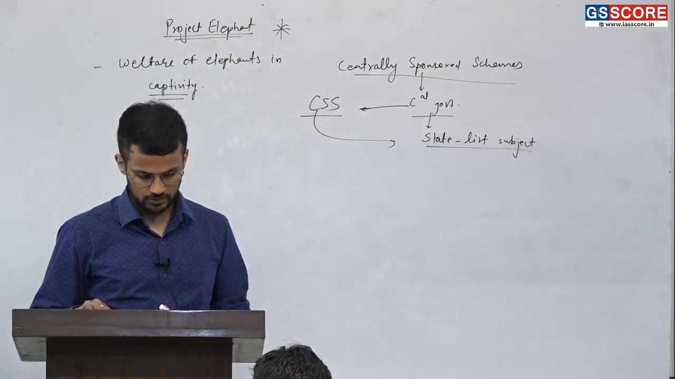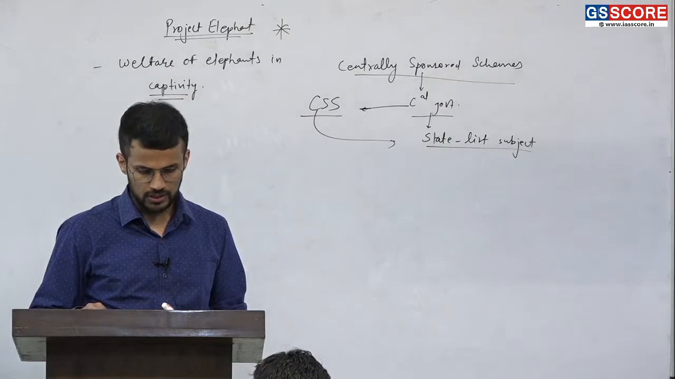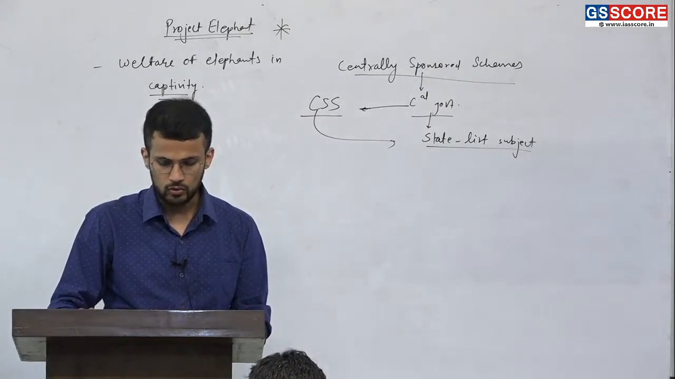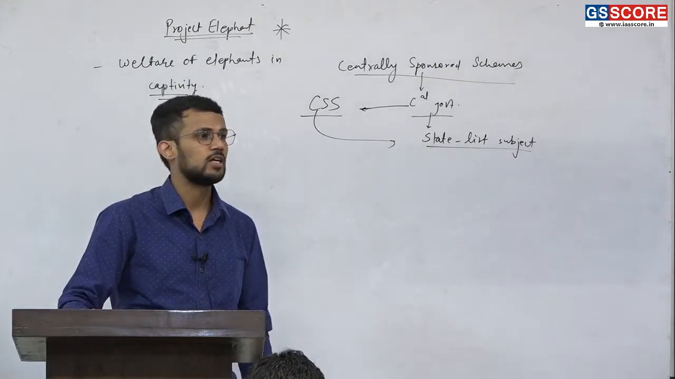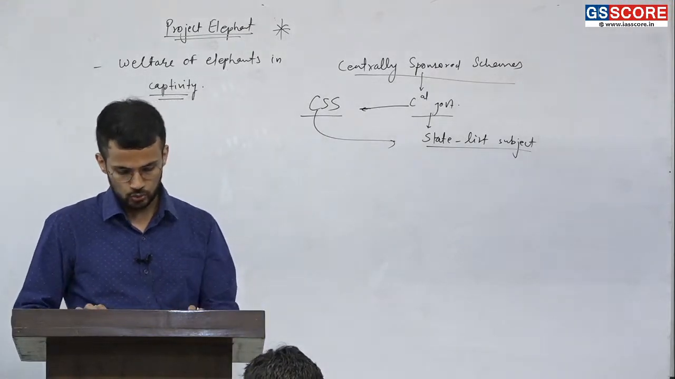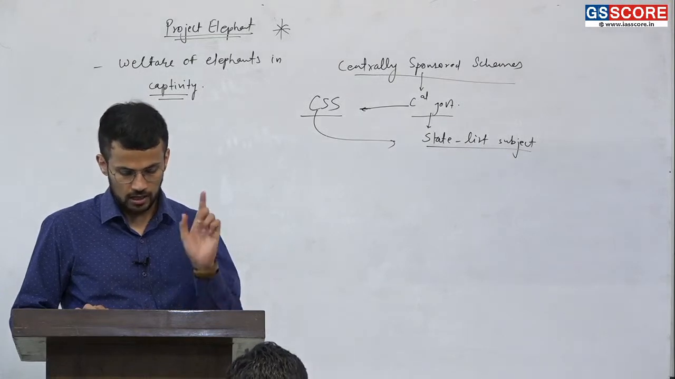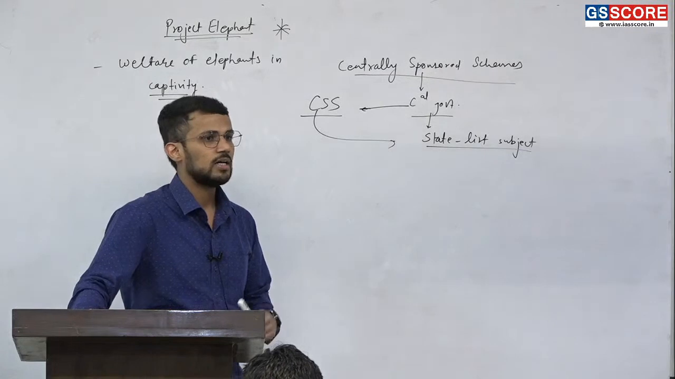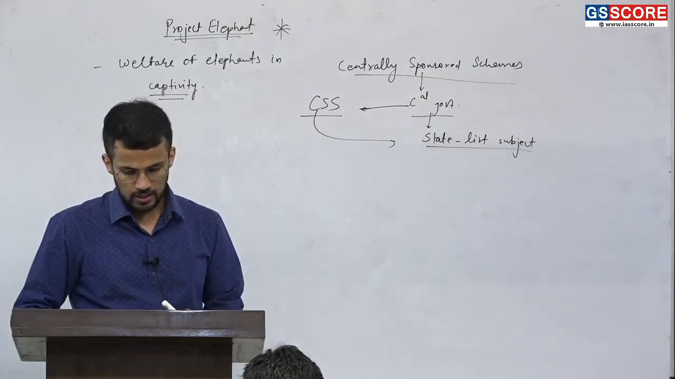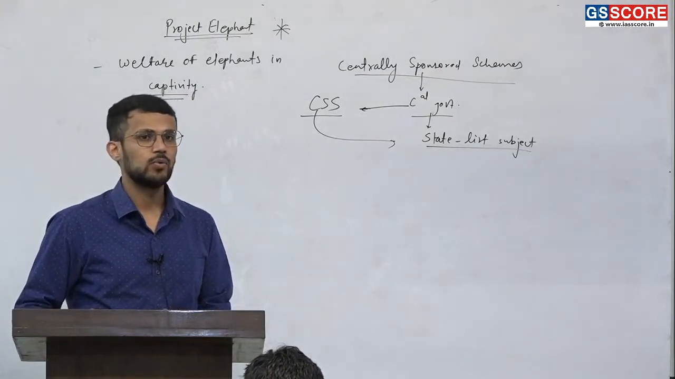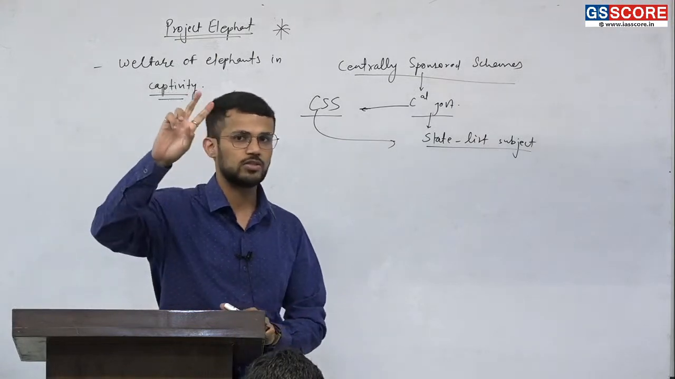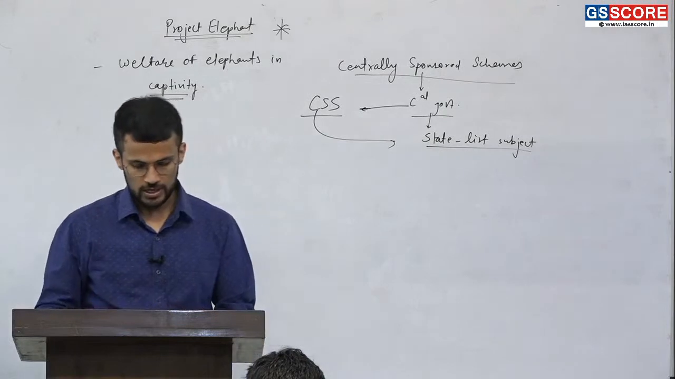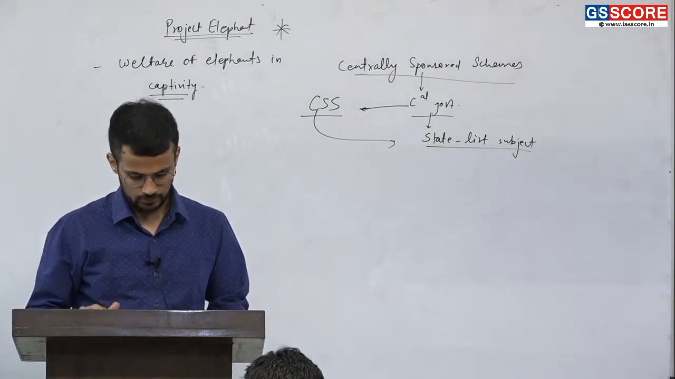Next is fishing cat. Fishing cat, which is nocturnal in nature, was found in mangrove forest of Sundarbans as well as Chilka lagoons, and also in the foothills of Himalayas. And one more location is Western Ghats. So four locations: Sundarbans, Chilka, foothills of Himalayas, and fourth is Western Ghats. What is IUCN status? Endangered.